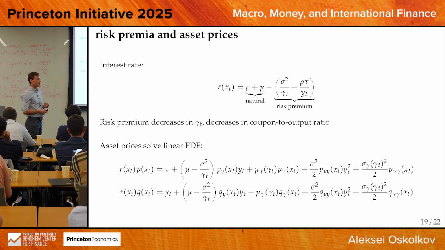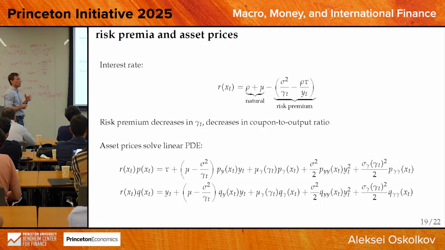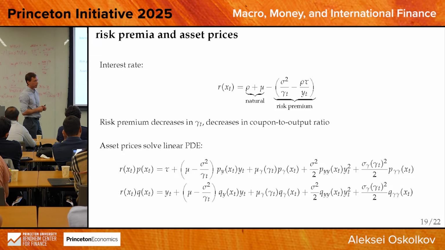Risk premium also depends on the composition of assets. One of the assets that is safe, at least in the payouts, in the dividends, is the bond. What matters for the risk premium on the risky assets is how much of your portfolio is actually paying the same predictable dividend over time. So the ratio of coupon to GDP, or if you multiply this by the price of the bond, is going to be the debt to GDP ratio.